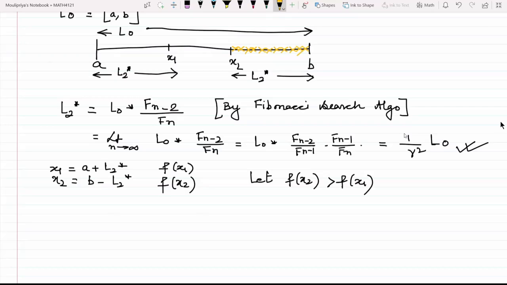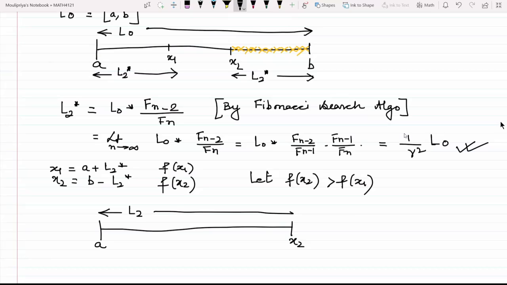Okay, so if this be the case, then we are going to eliminate this region, and your revised interval that we are going to talk about would be A to X2. Am I right? This interval, let us name this new interval of uncertainty as L2. Am I okay with this?